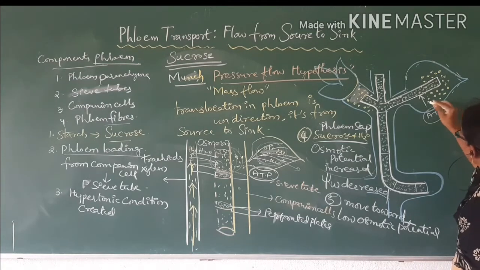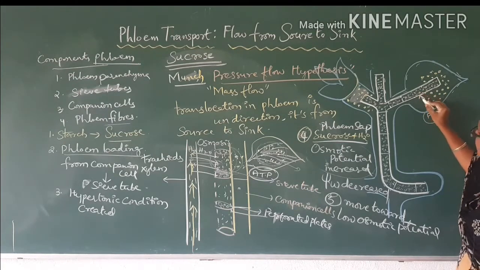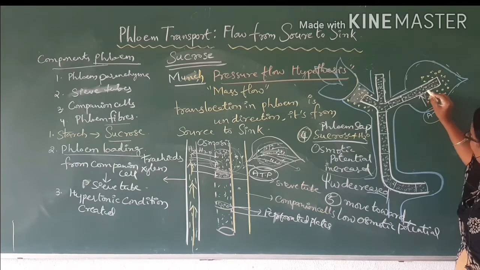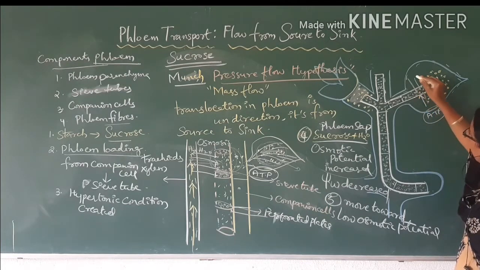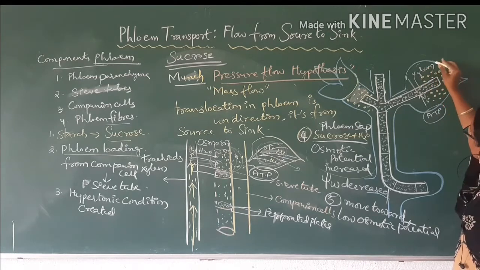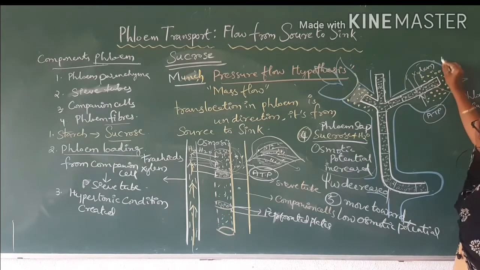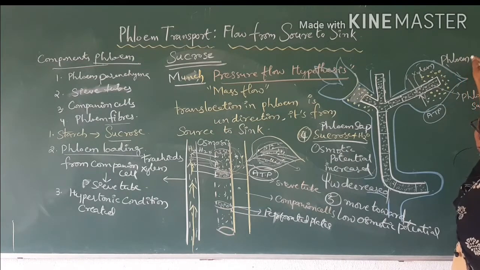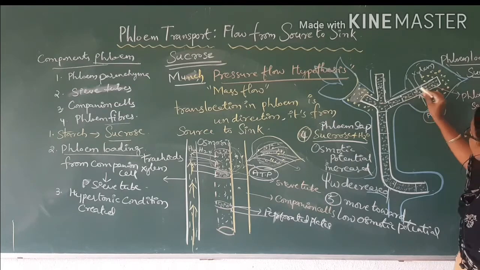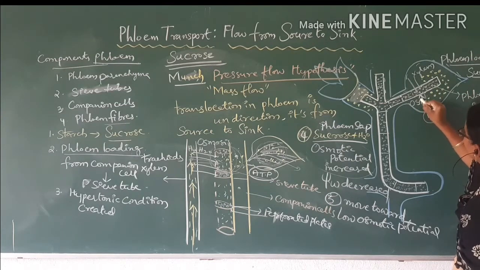If you write the ATP here, it means they are actively taking into the phloem, and water is added from the xylem. This is phloem sap. This process is called phloem loading. What is it loading? Sucrose solution. Sucrose plus water is loaded here. Osmotic potential is increased.